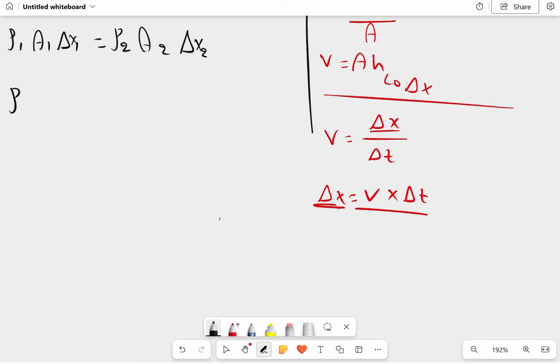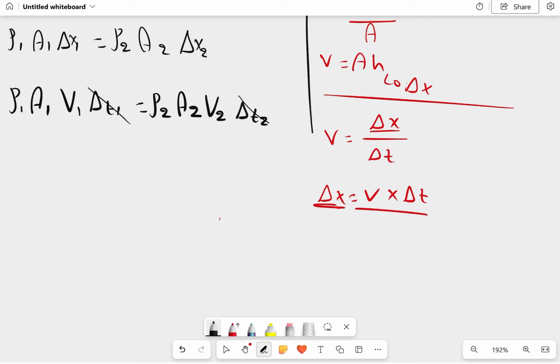So you have P1, sorry, I always say P1, this is rho 1, multiplied by area 1, multiplied by delta x1, but instead of writing delta x, I will say v, which is velocity this time, v1, multiplied by delta t1, which is equal to rho 2, multiplied by area 2, and then you have delta x2. You can just write velocity 2 multiplied by delta t2. Now, guys, the time interval is the same, so they're going to cancel each other.